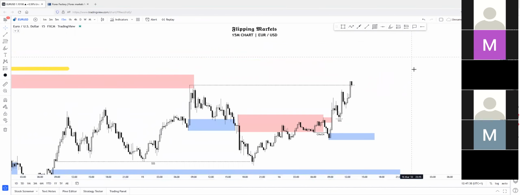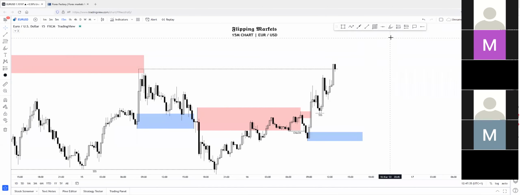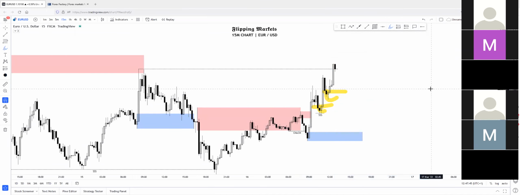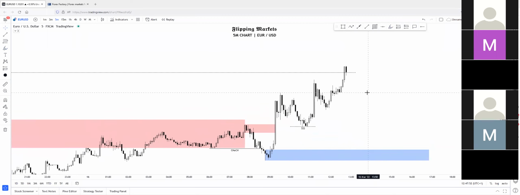Okay, so what can we actually expect from the 15-minute chart? We can expect a deeper mitigation of the demand zones, either of this one, either of this one, or either of this one. We can expect a deeper mitigation of these demand zones, and we can expect the continuation of the overall bullish order flow to the upside. This could be the best possible scenario for today. But let me just switch to the 5-minute chart and see if there's anything.